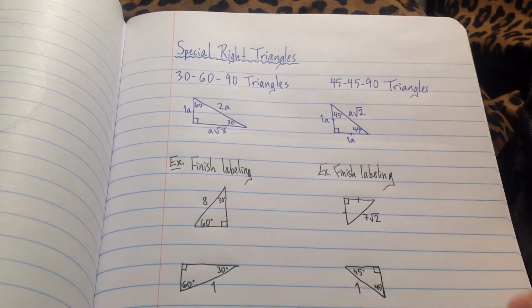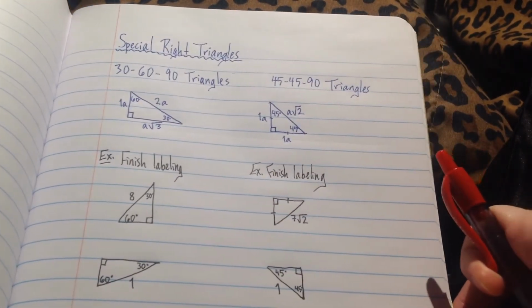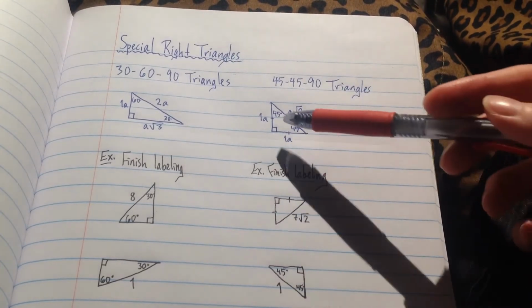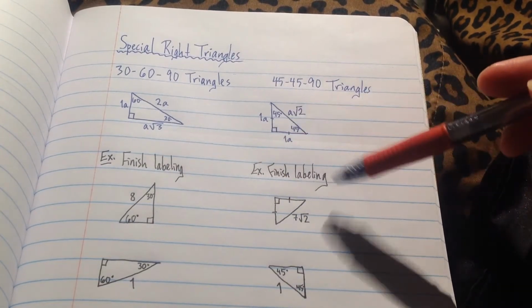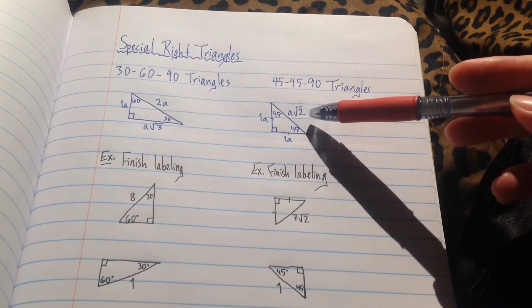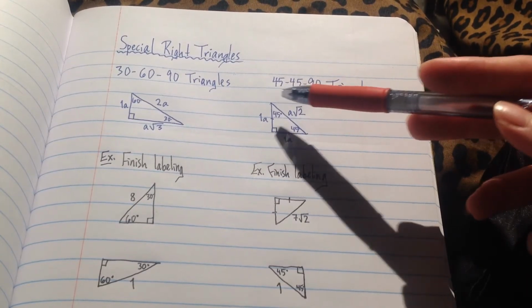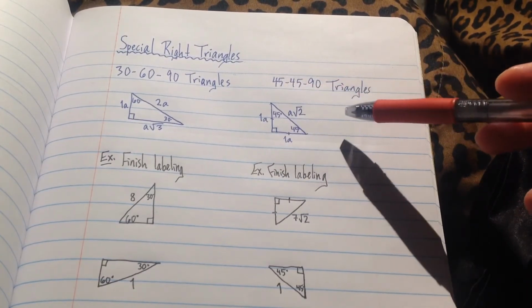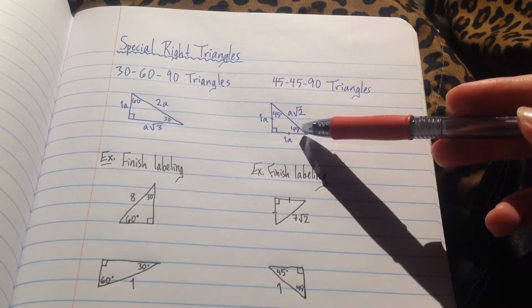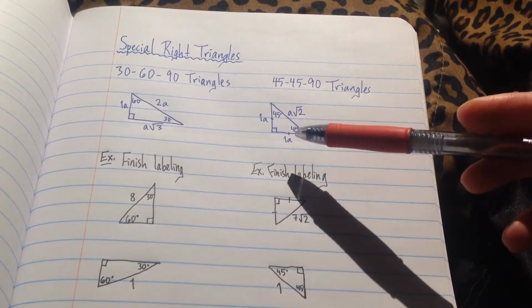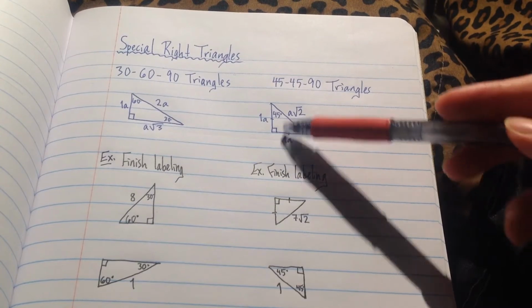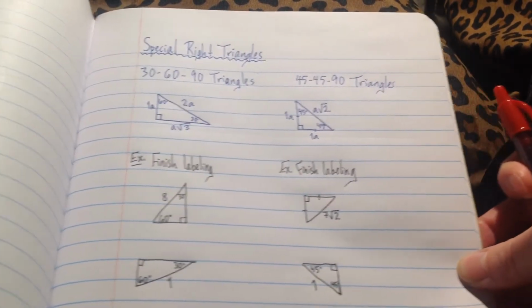And then likewise your 45, 45, 90 triangle will have your two congruent legs of 1a and 1a, and then the hypotenuse of a square root 2. And sometimes you might see a 45, 45, 90 triangle where the angles aren't even labeled, but you can always recognize it because it's an isosceles right triangle. These two legs are congruent to each other.